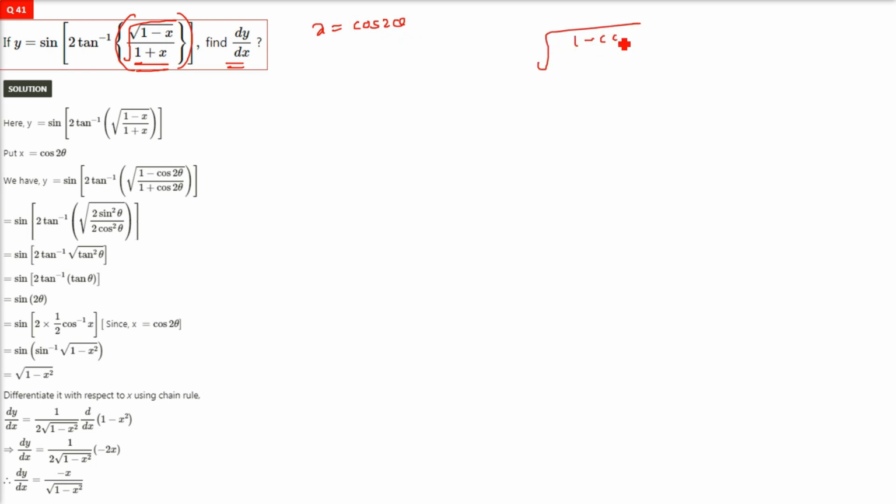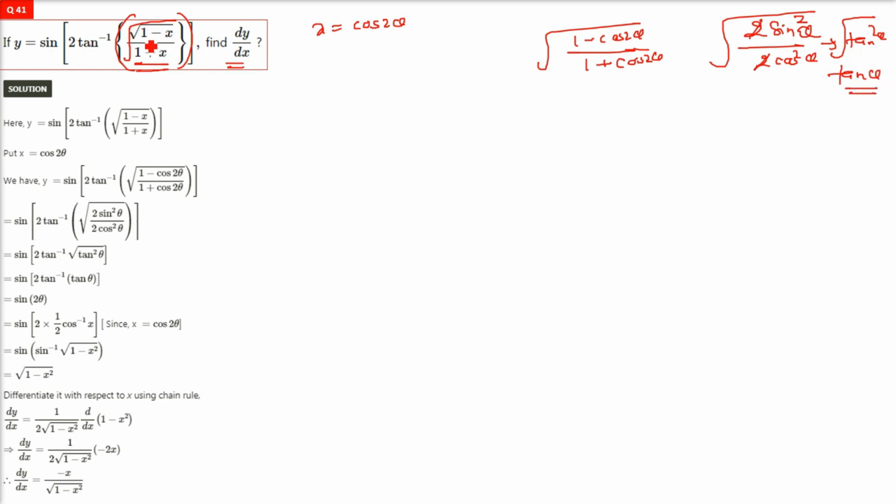1 minus cos 2 theta divided by 1 plus cos 2 theta. 1 minus cos 2 theta is simply 2 sin square theta, and 1 plus cos 2 theta is 2 cos square theta. 2 gets cancelled. It will be tan square theta. Since it is inside the under root, it will be tan theta. And as I told you earlier, what do we need? We need a tan theta, of course.